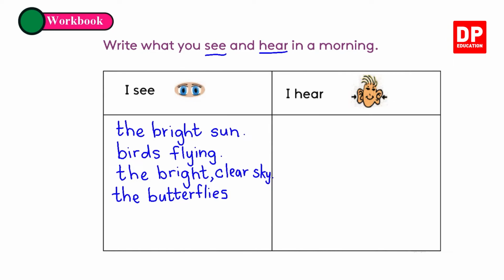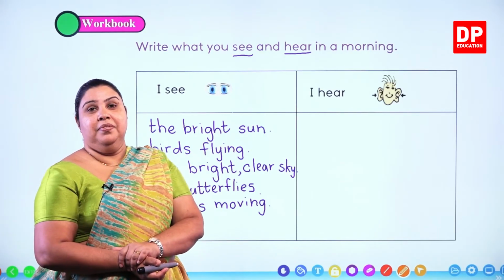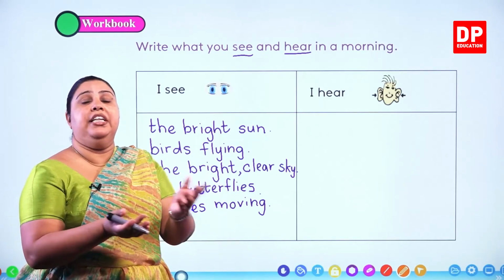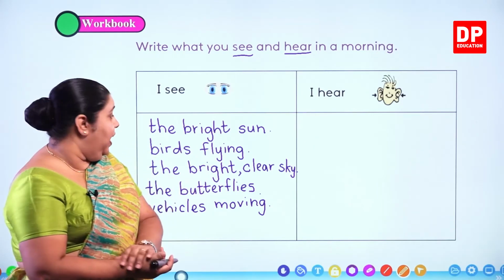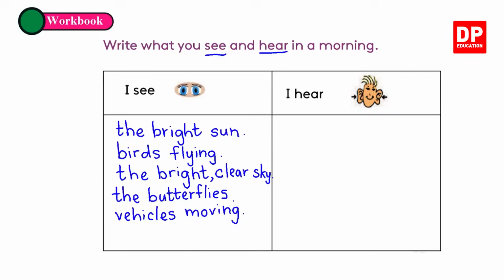Then I see vehicles. I see vehicles moving. උදේට වාහන යනවා නේද? Vehicles moving. Right? What else? You can think of so many things that you see in the morning. Beautiful flowers. I see beautiful flowers. Beautiful. B-E-A-U-T-I-F-U-L. Beautiful flowers.